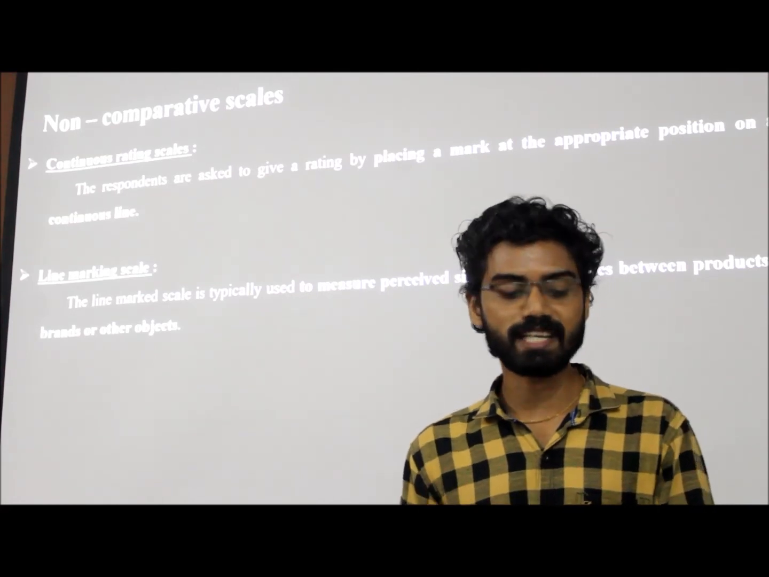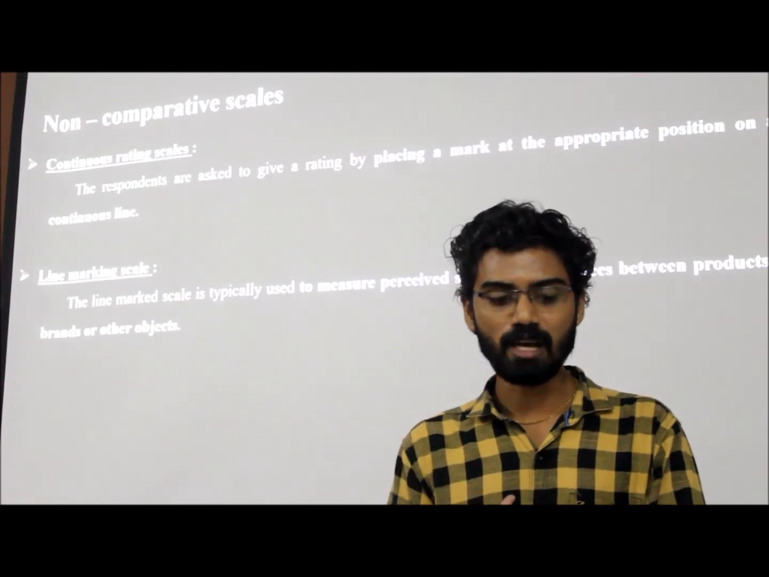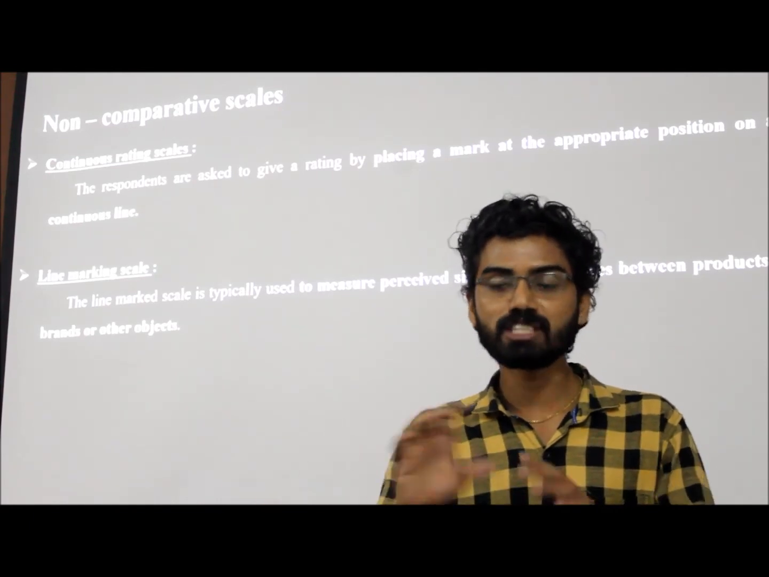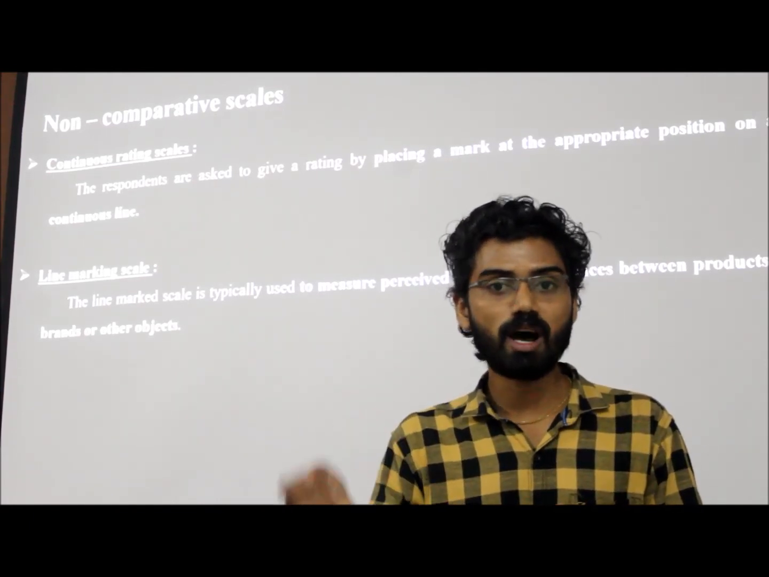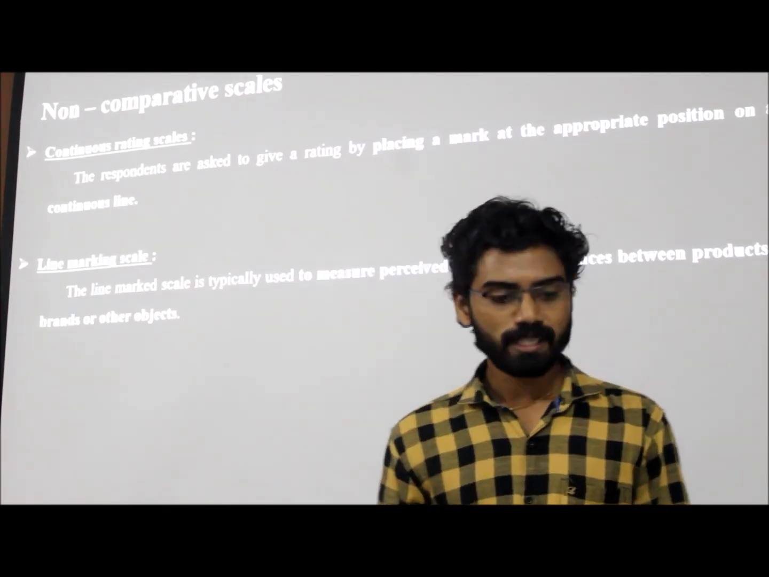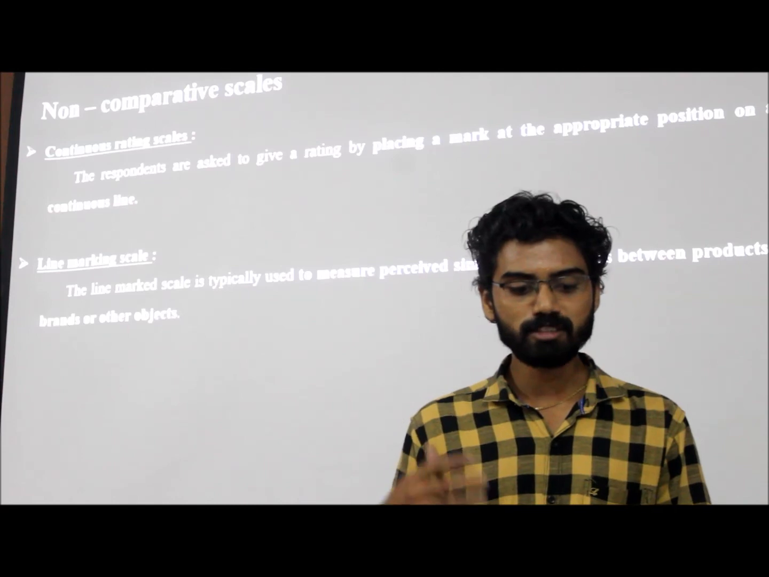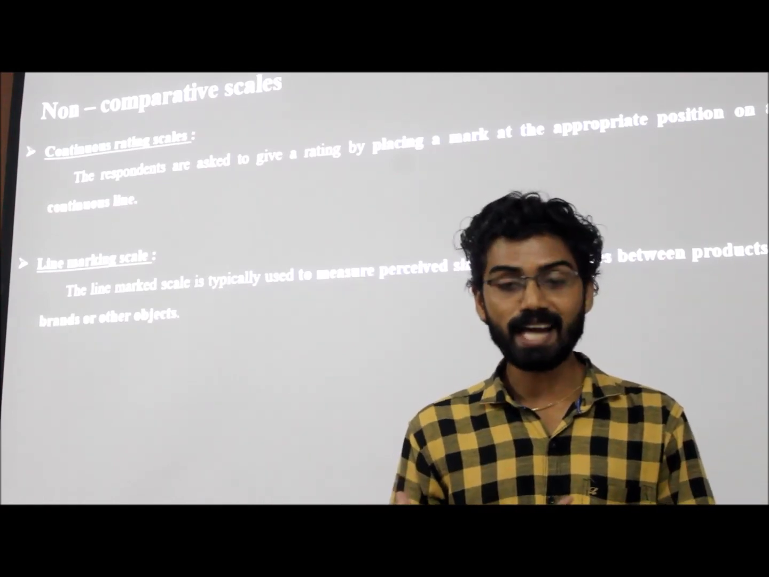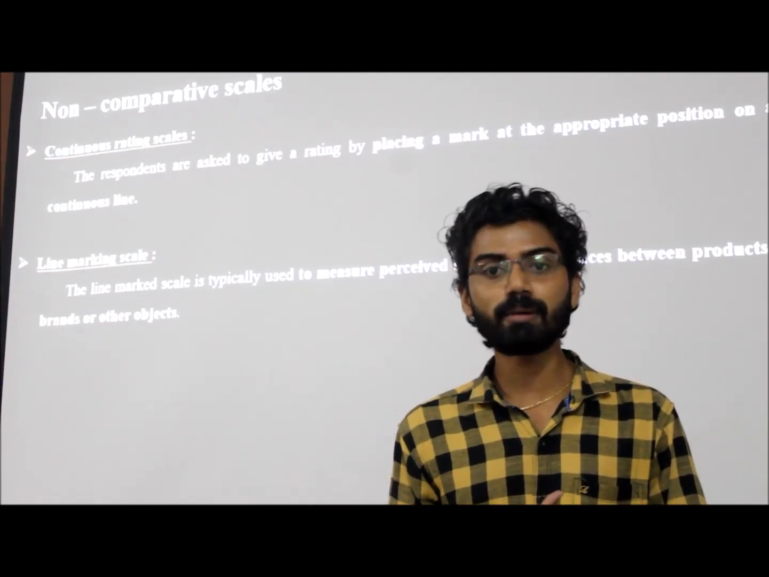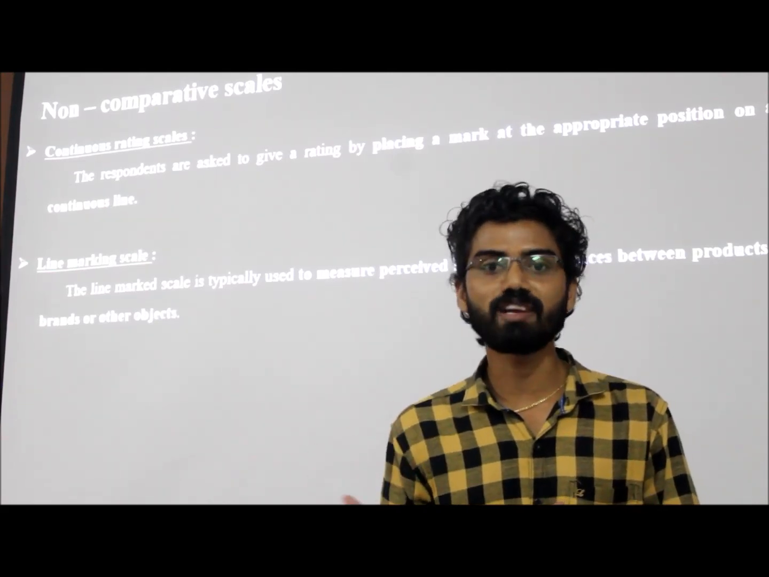First one is continuous rating scale. So in continuous rating scales, the respondents are asked to give a rating by placing a mark at the appropriate position on a continuous line. So we will be providing a line which consists of numerical measurements, and the respondents are asked to put a mark on that particular line. That can be called as continuous rating scale. And next, line marking scale. So this line marking scale is typically used to measure similarity differences between the products, brands or other objects. So there may be differences between the products, brands or any other objects. So it will be easy for the respondents to mark that particular difference at a particular point. Okay, that is the use of line marking scale.